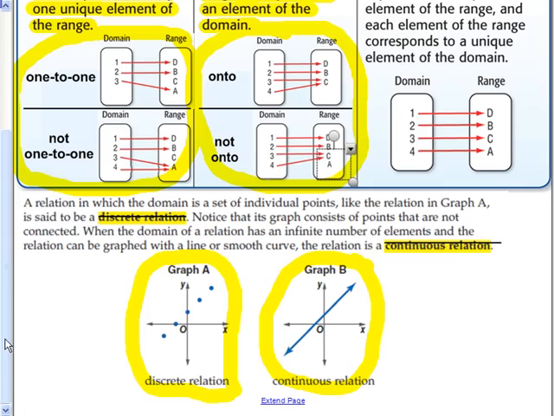We also need to know the difference between a discrete and a continuous function. A discrete function is made up of points or segments, whereas a continuous function is a smooth line or curve. Again, go ahead and hit pause.